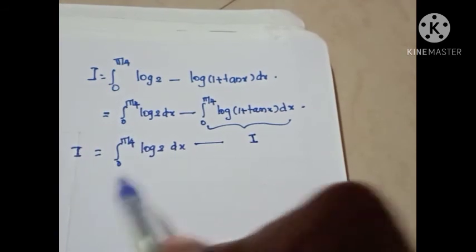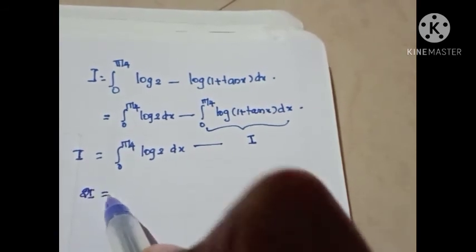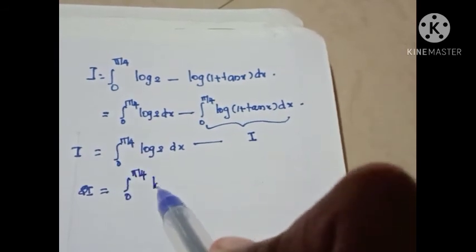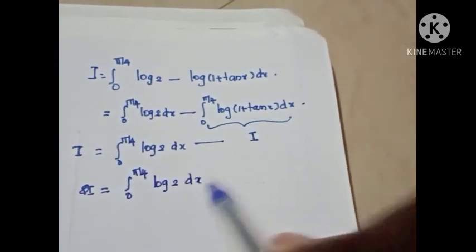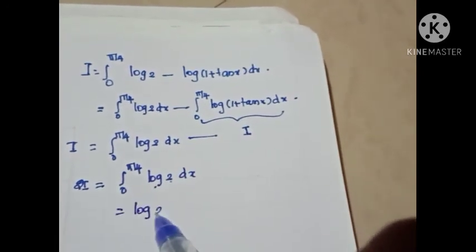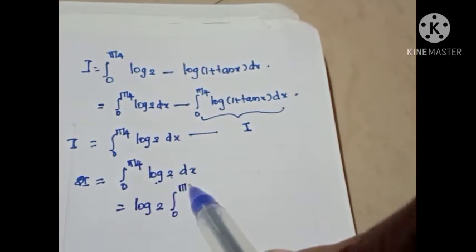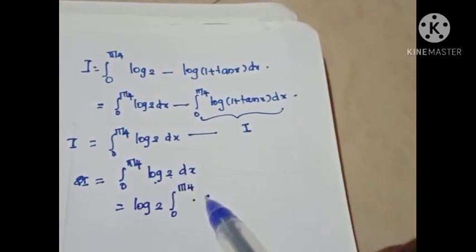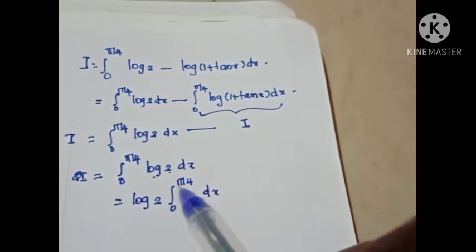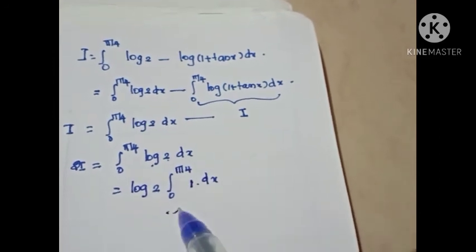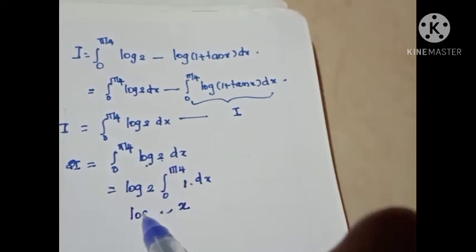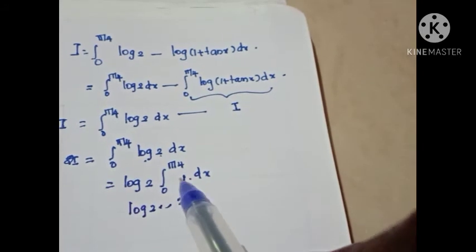So this becomes I plus I, which equals 2I. 2I is equal to integral from 0 to pi by 4 log 2 dx. Here log 2 is constant, so take it outside: log 2 into integral from 0 to pi by 4 dx. Simply dx means 1 into dx. Now what is the integral of 1? Integral of 1 is x. So log 2 into x.